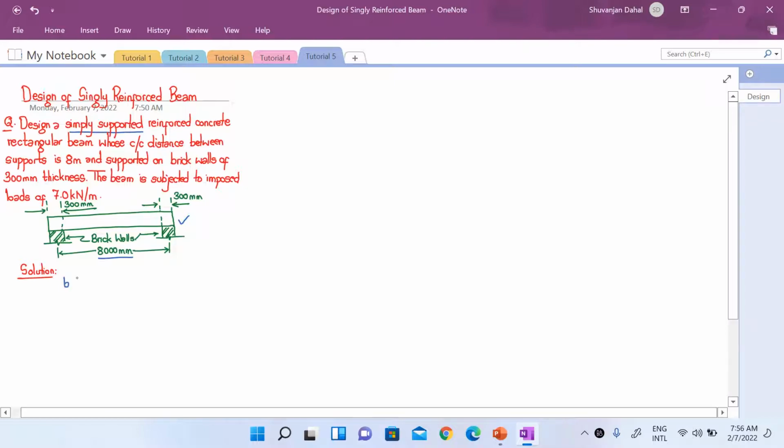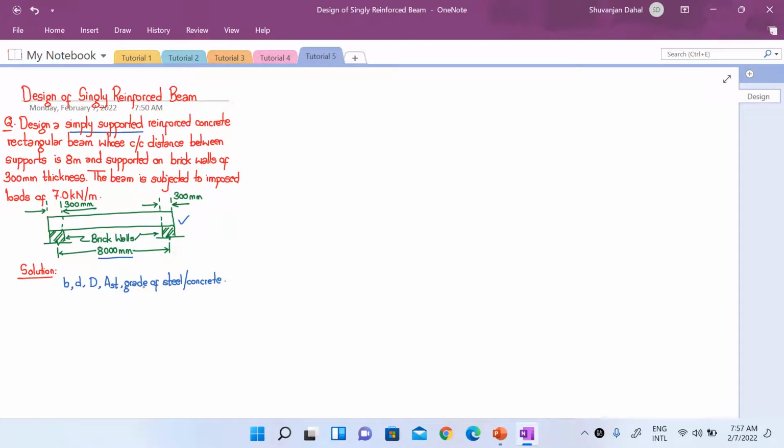are the width of the beam, the effective depth of the beam, the total depth of the beam, the percentage of steel reinforcement, grade of steel, and grade of concrete. You have to remember that these parameters have to satisfy different requirements, and also these parameters are interrelated. That means when we determine one parameter among them, then another parameter may need revision based on the determination of the previous parameter.